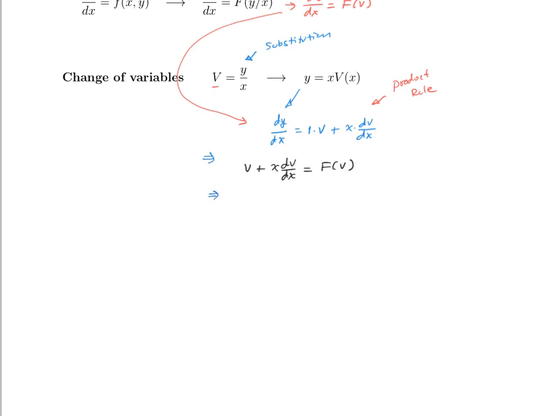This is actually a separable equation, like the ones we did at the beginning of this chapter. This is what I mean. This is the same thing as this. Notice how the right side depends only on the variable v. So you can separate the variables, and you will end up with dv over a function of v minus v equals dx over x. And then to solve the problem, all you have to do is integrate.